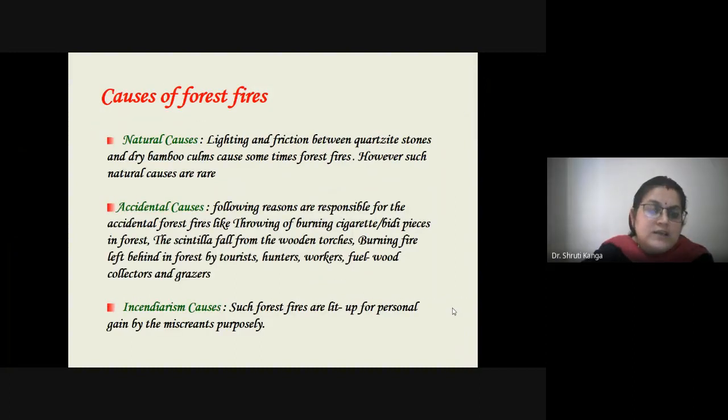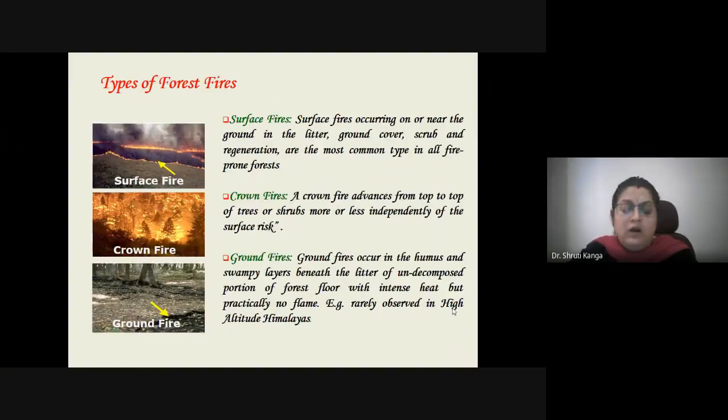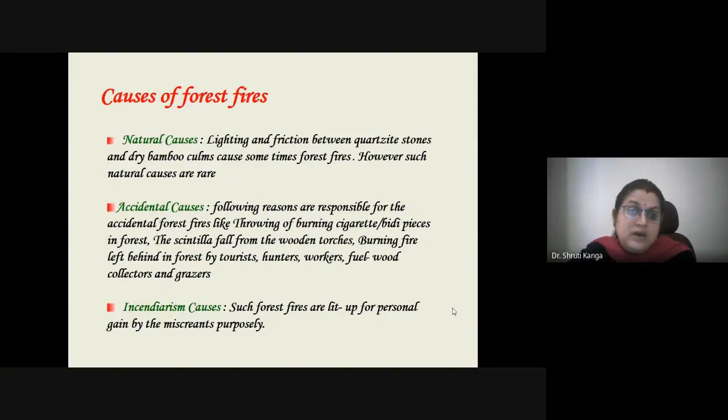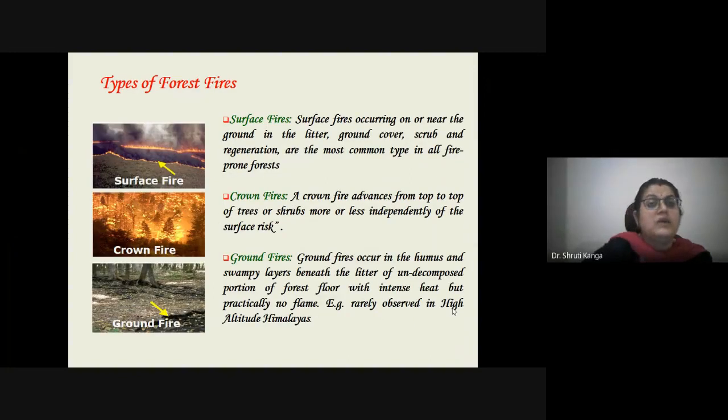Then we also studied the major causes of forest fires: natural, accidental and intentional forest fire cases. And in the Indian context, we mostly have accidental and incidental cases in forest fires. There are very rare or approximately no cases of natural causes of forest fires in India. Then we also studied the types of forest fire: surface, crown and ground fire or subsurface fire.